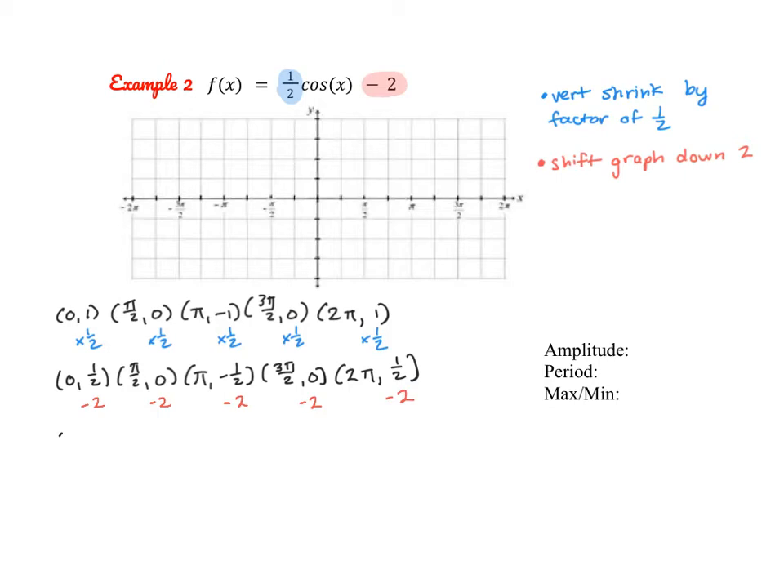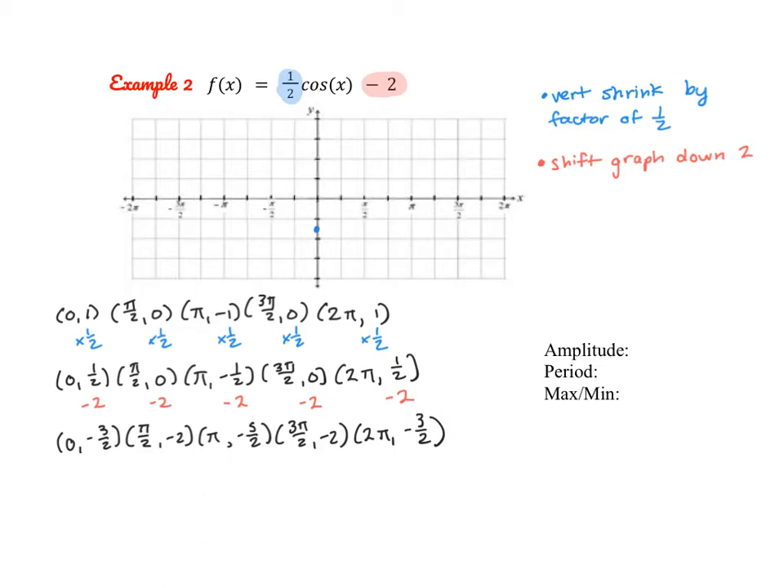Okay, so this is going to give us (0, negative 3/2), (pi over 2, negative 2), (pi, negative 5/2), (3 pi over 2, negative 2), and then (2 pi, negative 3/2). So let's plot our points. And again, you're just going to need to estimate for 3/2 and 5/2, or you could change the scale of your graph if you really wanted to. Either way is fine. I'm just going to leave the scale of the graph how it is.